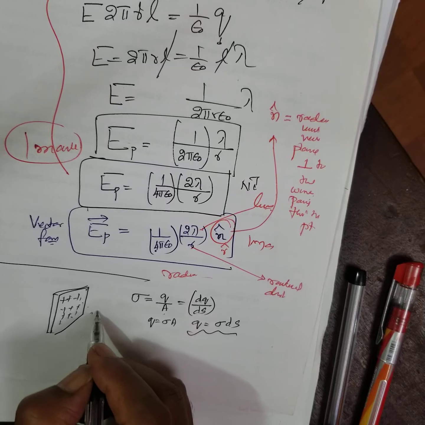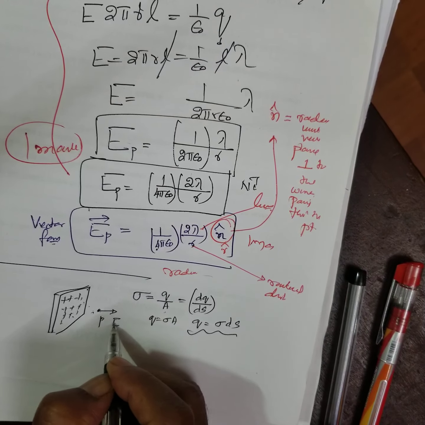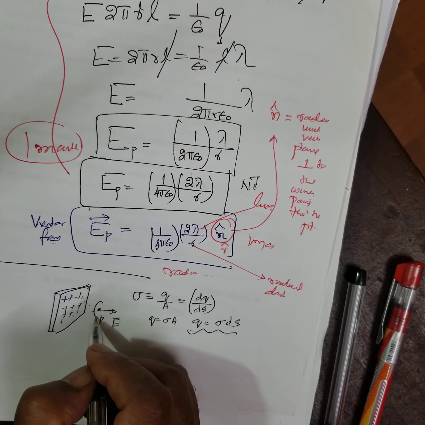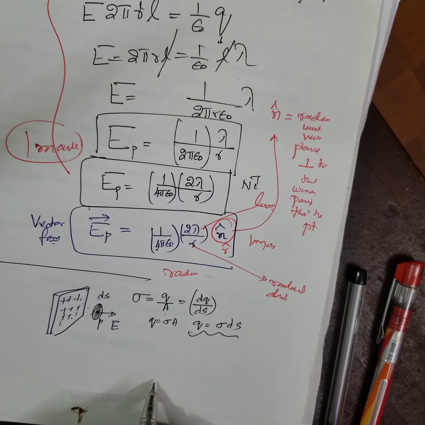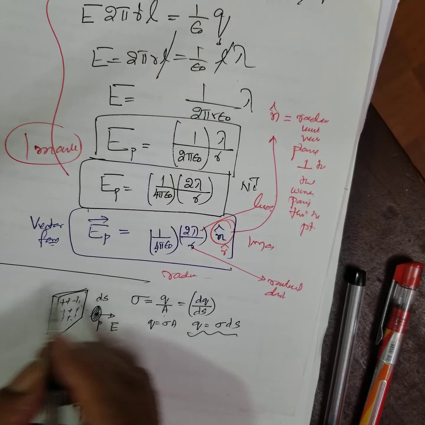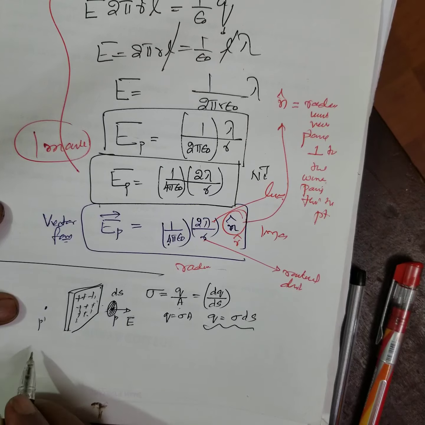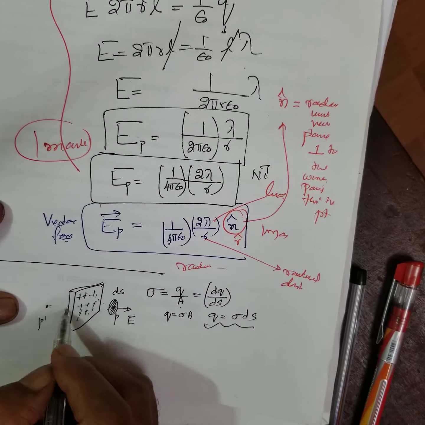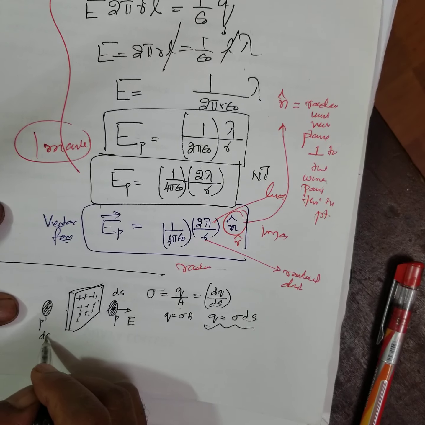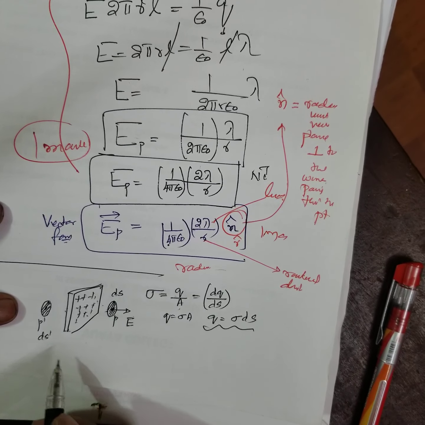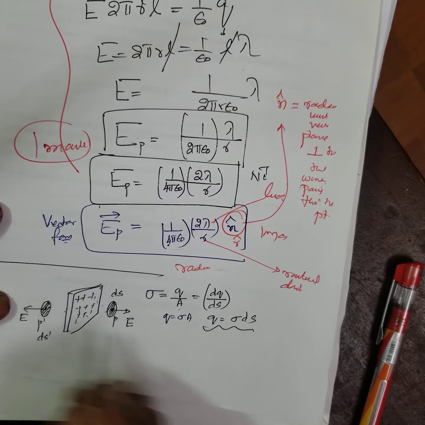Then according to this, you take a particular point P. At this point, I want to find the electric field. Around this point, you imagine a small area ds. Okay. Similarly, consider another point P dash. At the other side, construct a small area ds dash. Same thing, ds dash. And electric field at this point is the same.